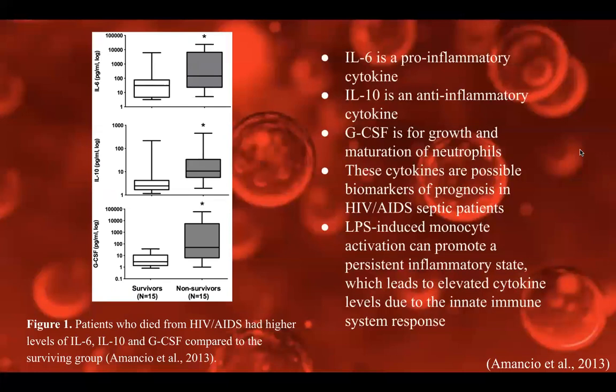In this figure, we're looking at patients who died from HIV or AIDS. We can see that non-surviving patients had higher levels of IL-6, IL-10, and G-CSF compared to the surviving group. IL-6 is a pro-inflammatory cytokine, IL-10 is an anti-inflammatory cytokine, and G-CSF promotes growth and maturation of neutrophils. The cytokines are possible biomarkers for prognosis in HIV and AIDS septic patients.